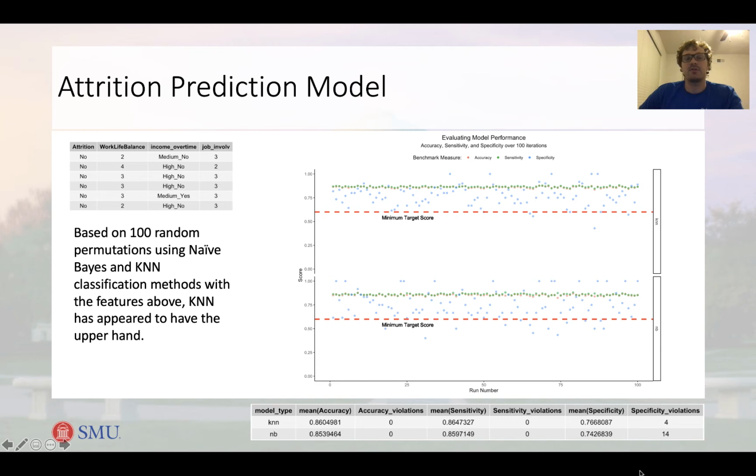Now that I have the features selected for work-life balance, income, overtime, and job involvement, I had to run some random permutations between the KNN and naive Bayes models to see which one performed better. The naive Bayes model actually had better specificity at times, where it would reach max specificity, but it also frequently crossed the minimum target threshold of 60%. So I would opt to say that the KNN model is a better performer here solely because it's always meeting our minimum requirement for the benchmark.